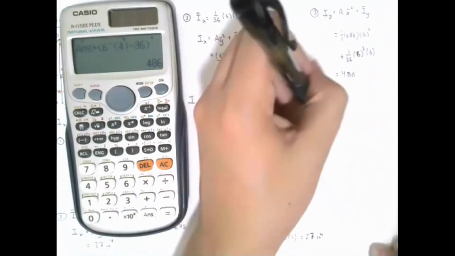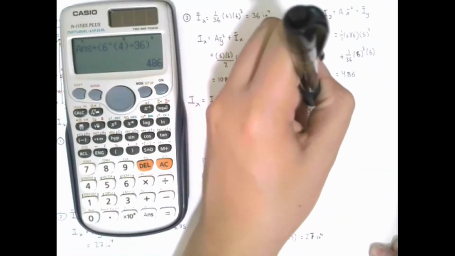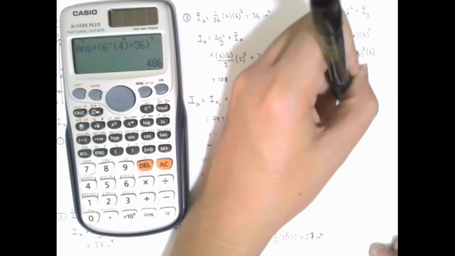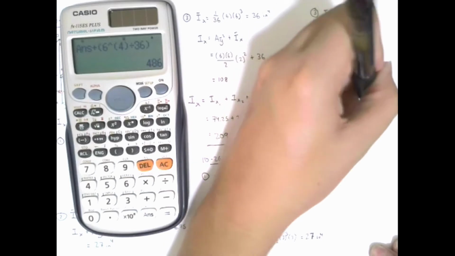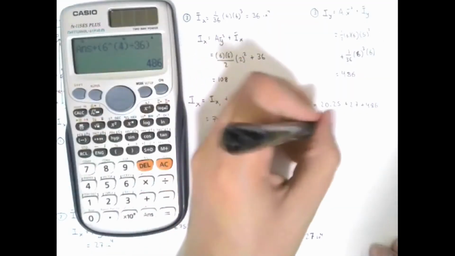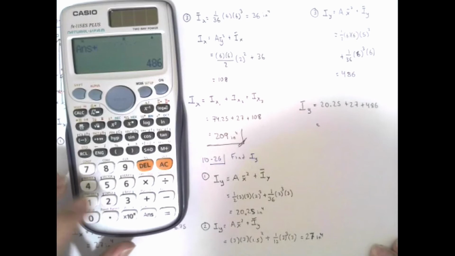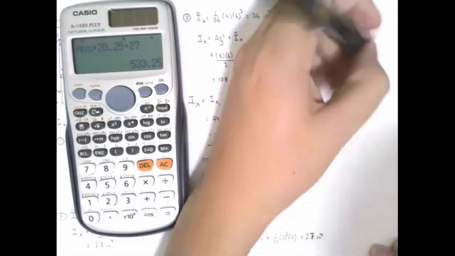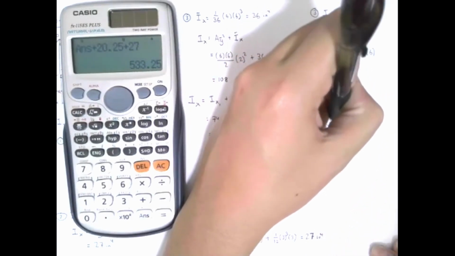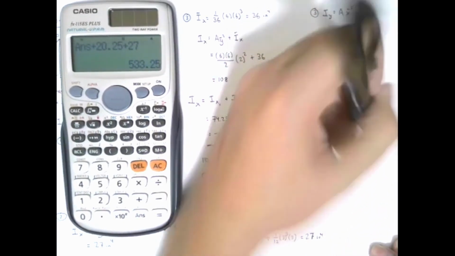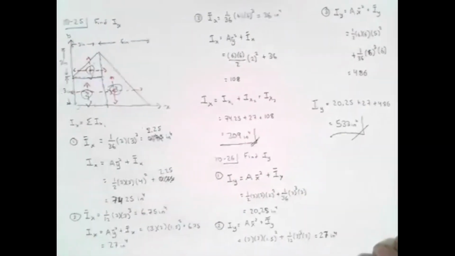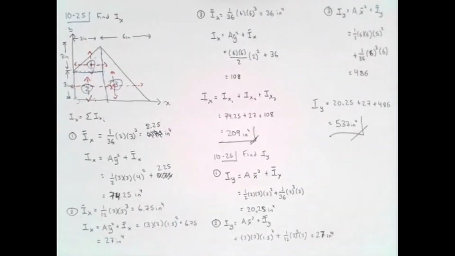So finally, to get my moment of inertia about the y-axis, all I have to do is add up all these numbers. So I get 20.25 plus 27 plus 486, which gives me 533. And that's it. That is how we calculate moment of inertia about the x and the y axes for this composite section.